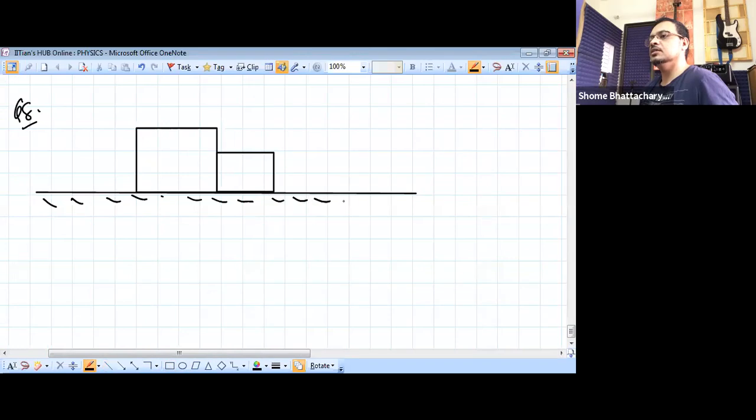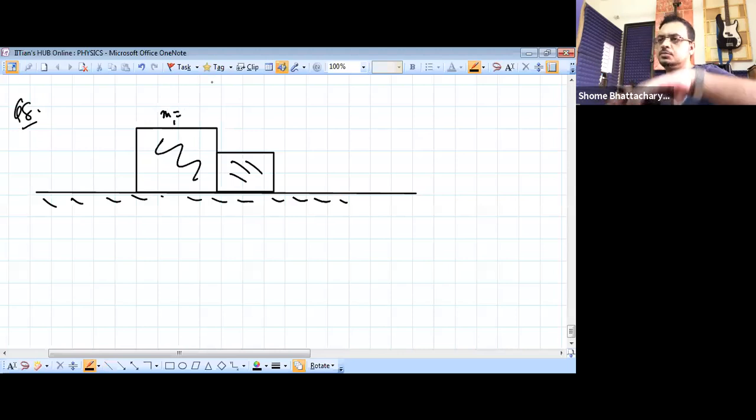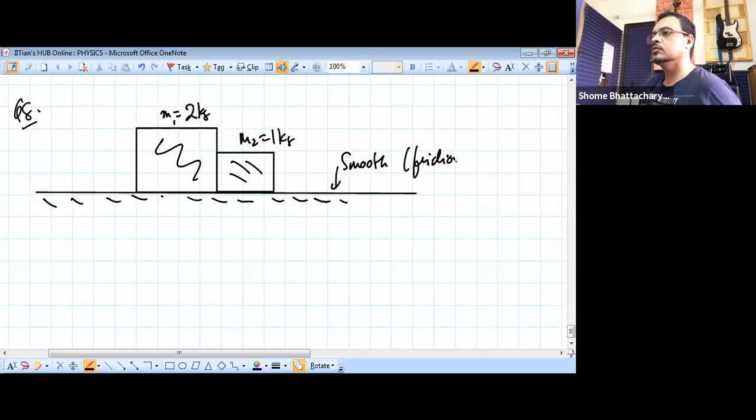So on a smooth surface, there's a combination of two blocks. This one is M1, given as 2 kg. And this one is 1 kg, and this is a smooth surface, so no friction. Remember, this is a very ideal case. Actually, all surfaces have at least some minimal amount of friction. But extreme cases like an ice skating rink, with some very slippery object on it, come close. Anyway, I'll tell you the systematic way of solving this.